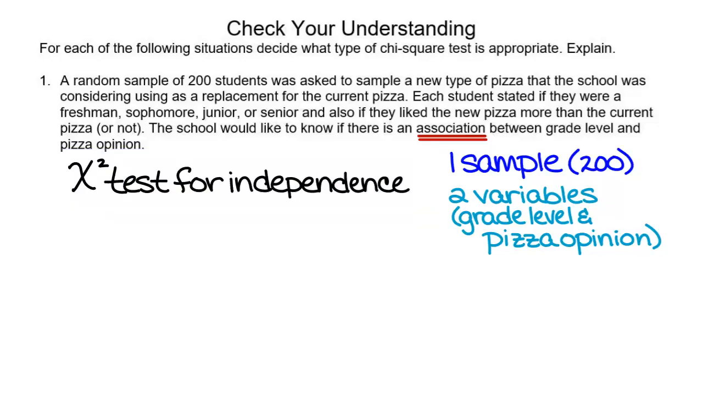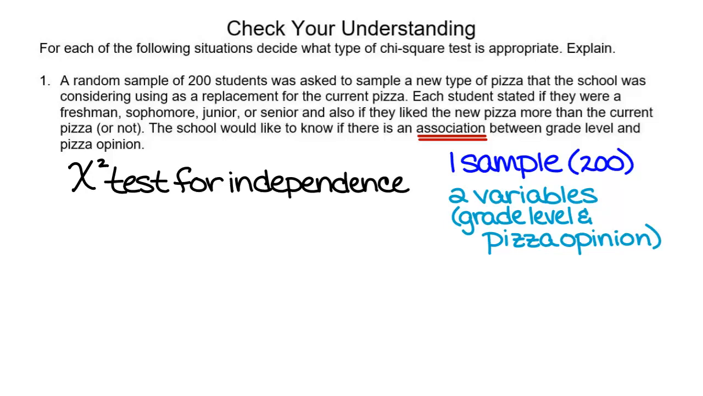This word also jumped out at me. We wanted to know if there was an association, so that was something else that I look for too. But always go back and rely on how many samples were taken and how many pieces of information were collected about each person that was sampled. That will never lead you wrong as far as what type of test we're looking at here.